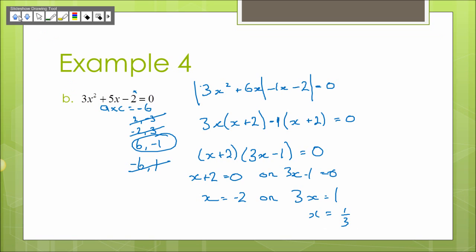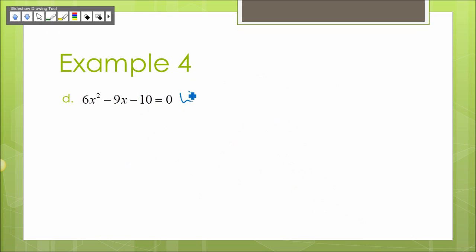Alright, let's do one more. I'm going to skip to example 4D. This is the question which has the giant warning sign next to it, because this is a tricky one. Alright, let's do it. So, the first step, can you remember? The first step, we're looking for A times C, which is 6 times minus 10. That's minus 60. Okay, let's look at all the factors of minus 60.